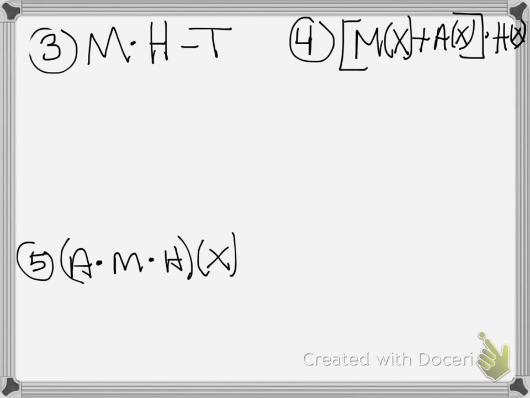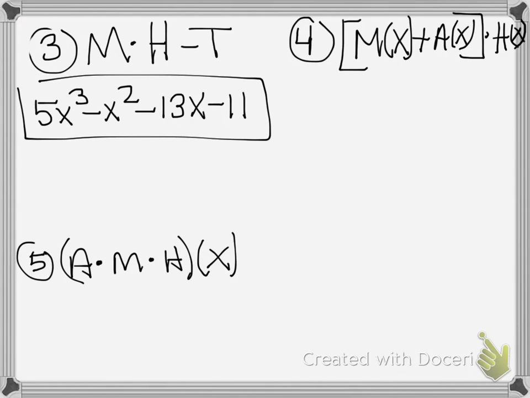So again, pause the video, try these 3 problems, come back, check your answers, and then we'll be all done. And let's check our answers. So, m of x times h of x minus t of x, you should have gotten 5x cubed minus x squared minus 13x minus 11.